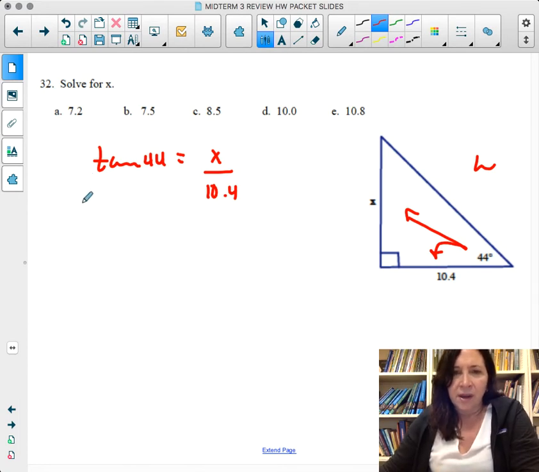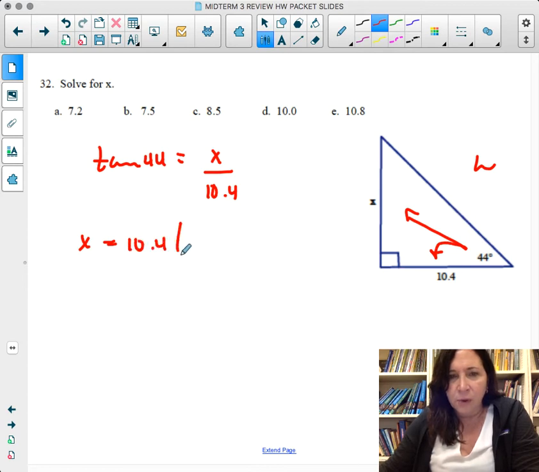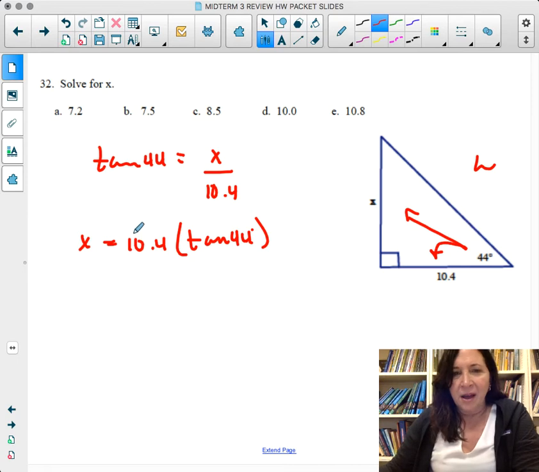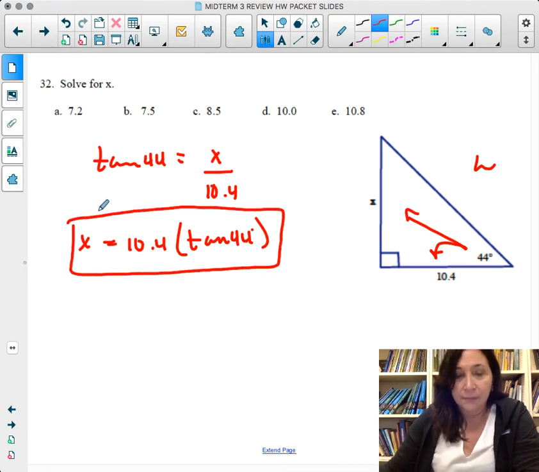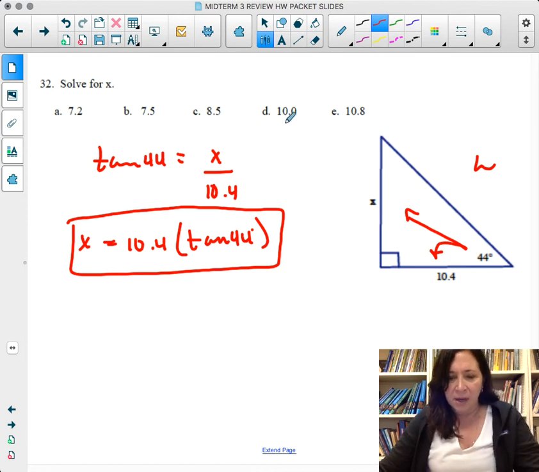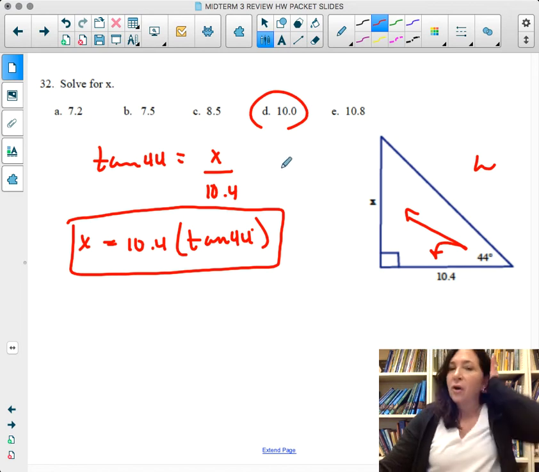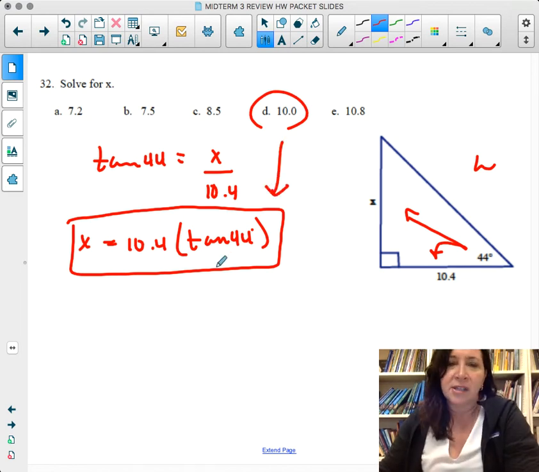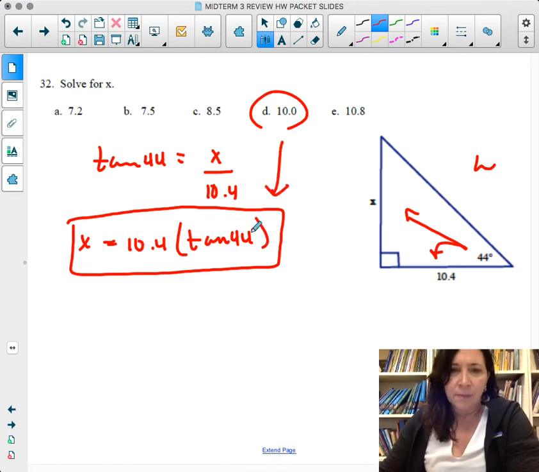So without a calculator, you're just going to go this far. X equals 10.4 times tangent of 44 degrees. You're done. We don't know without a calculator what the answer is. I know the answer is D, but without a calculator, you really don't know that. So this is the answer that I would expect that you would write and be done.